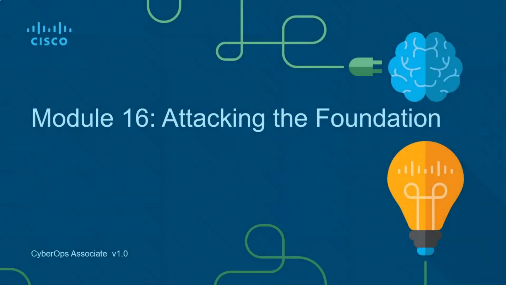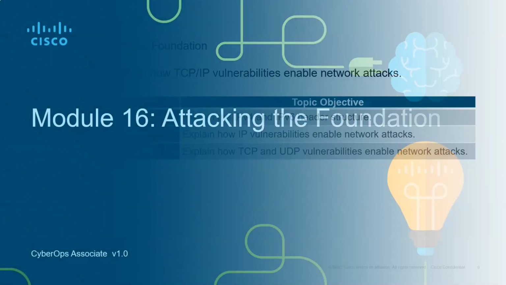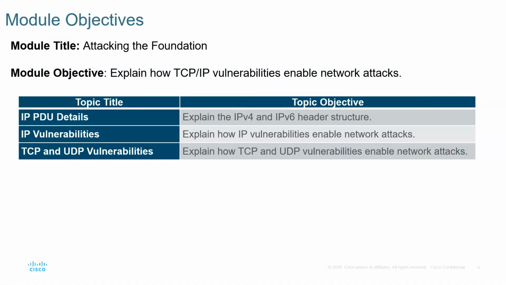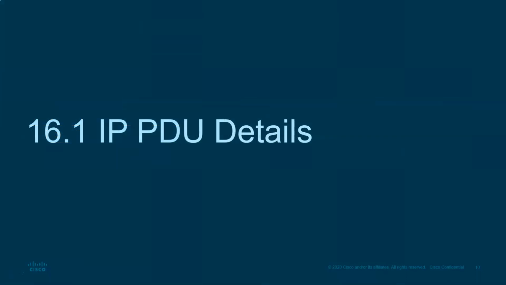So today we are going to talk about attacking the foundation. We're specifically going to talk about the IP and the TCP and UDP protocol and see how they are vulnerable. So we'll cover three sections: the IP PDU, the packet itself and all the labels that are on it, and we'll look at the vulnerabilities, the different types of attacks that can be used using the IP packets and so on. All right, so let's remember to take notes.